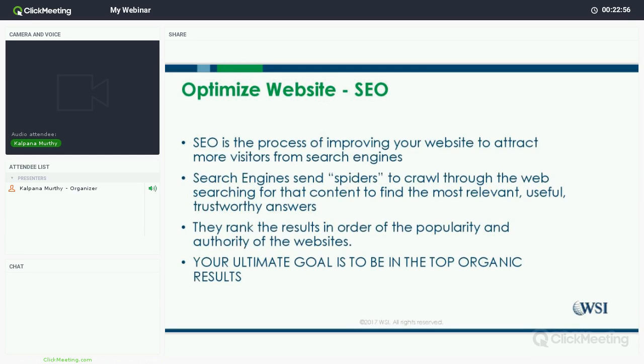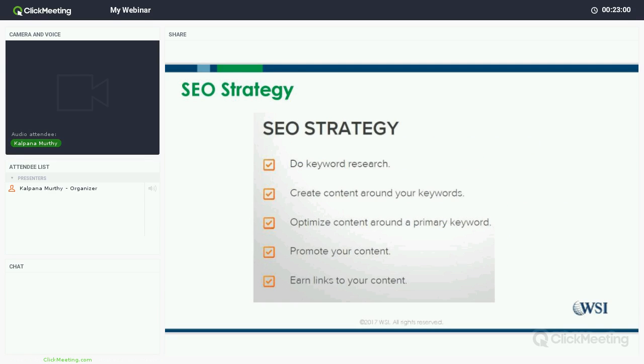Of course, your ultimate goal, long-term strategy, is to be on top of organic results. So, SEO strategy, some basic best practices. Do your keyword research for your products and services, and there are keyword tools available for you on Google to use, and create content around your keywords.